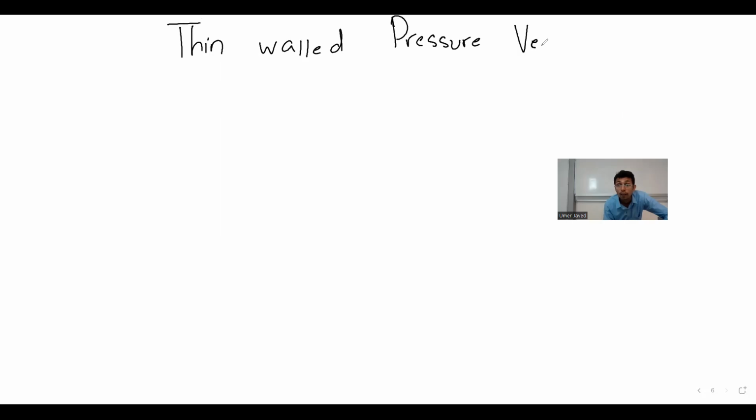Now, let us talk about thin walled pressure vessels. So what I have is something like this. What is a vessel? Pressure vessel?